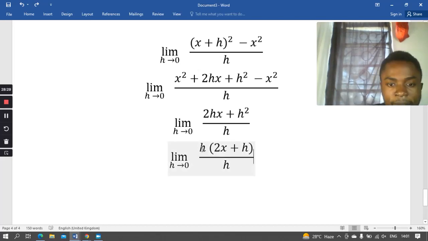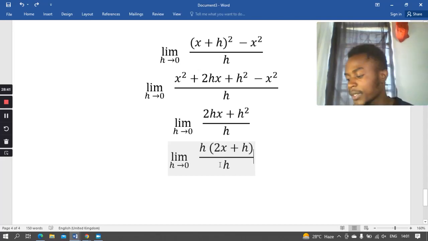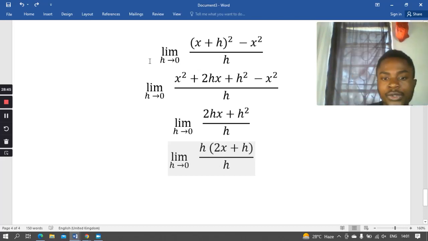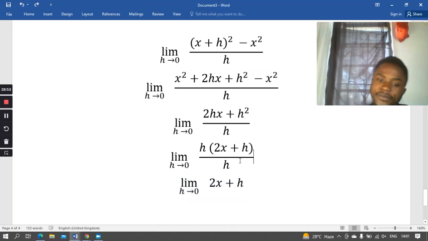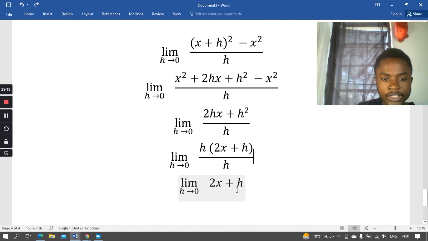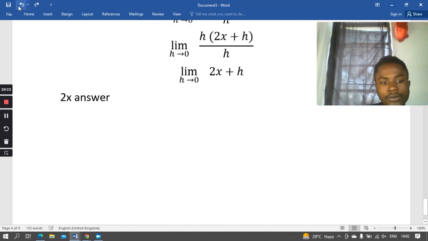So this h and that h, they are common, so you can easily erase that one, and you also erase the other one. When you do that, you're going to have something of this kind. Almost done. You're going to remain with 2x plus h. Now you are saying lim h approaches 0, so h is approaching 0, meaning where there is h, you plug in 0. So when you plug in 0 there, your answer is just simply 2x.